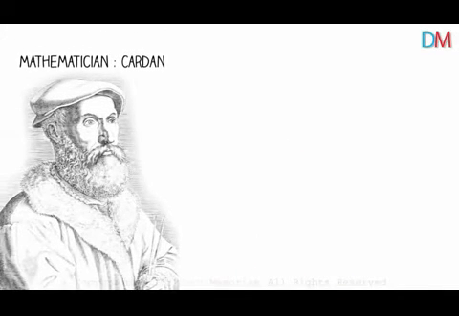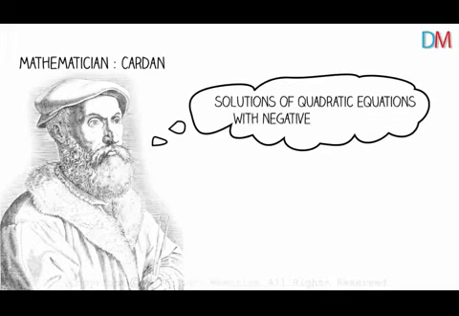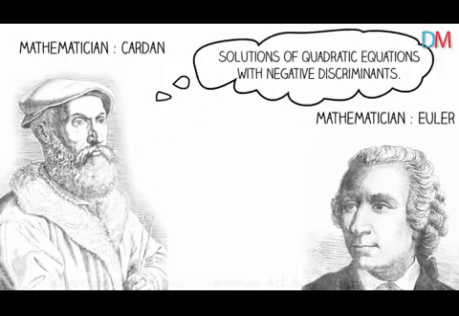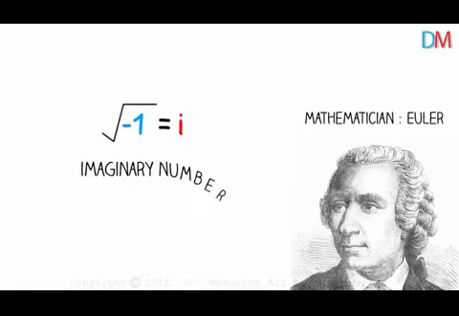However, in the 16th century, it was a mathematician named Cardan who first started thinking about solutions of quadratic equations with negative discriminants. Soon, others started too, but it was Euler in the 18th century who gave the square root of negative 1 a symbol i and called it the unit imaginary number. These were termed so as they were thought to be impossible and just something we imagined. So i was assumed to be a number whose square is negative 1. Now you'll be able to answer the two questions.